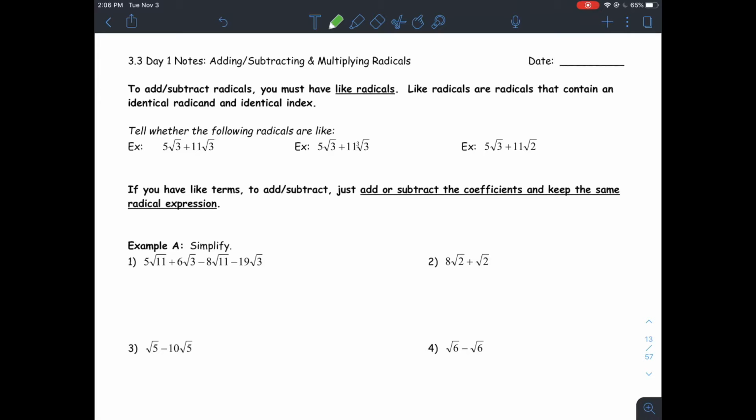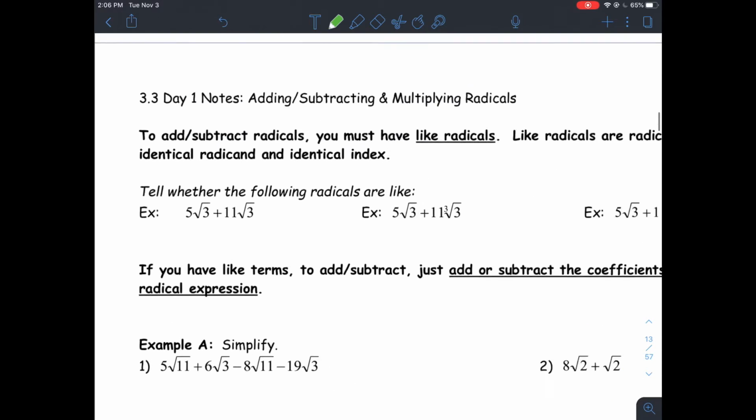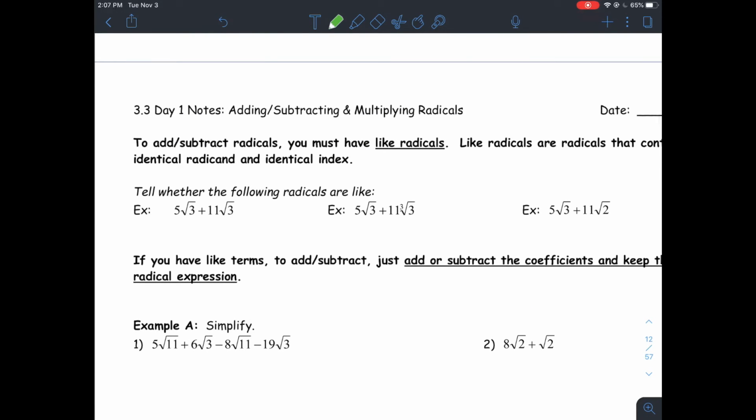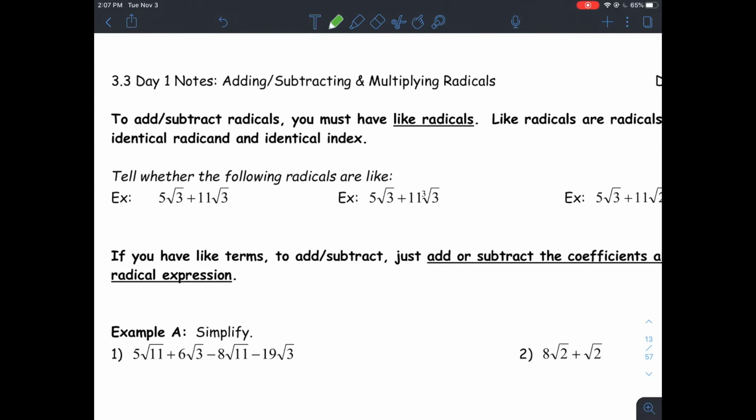It says to add or subtract radicals, you must have like radicals. Like radicals are radicals that contain an identical radicand and identical index. So what do they mean by that? They mean that they have to have the exact same thing inside of the radical and the exact same radical.